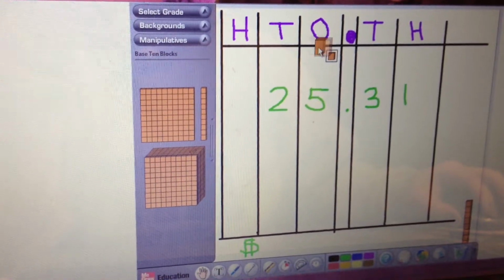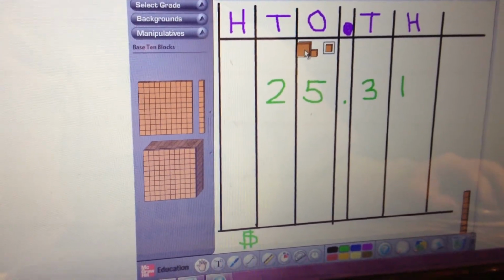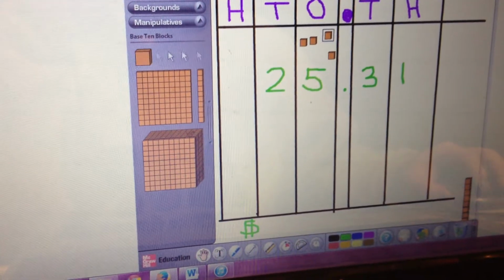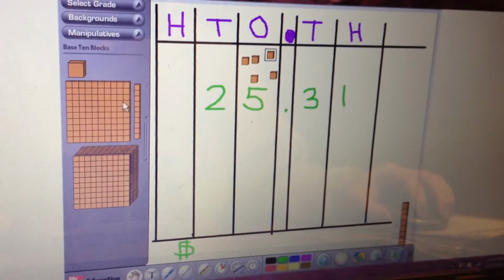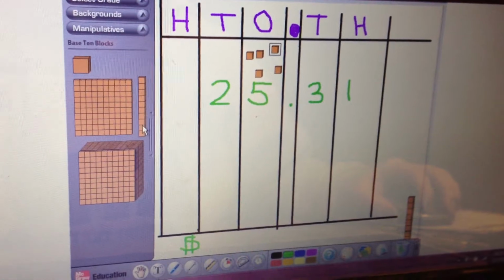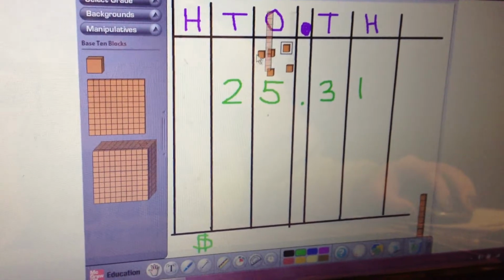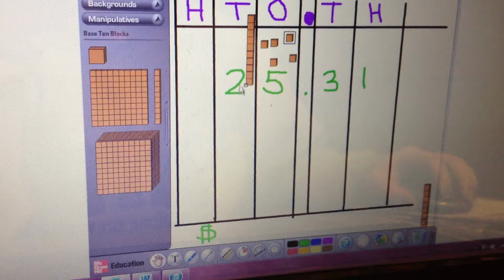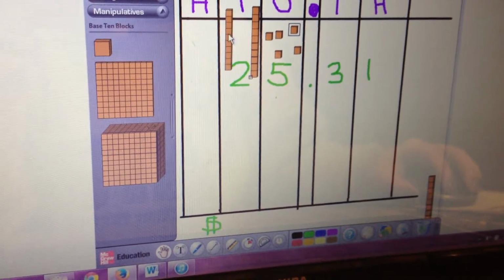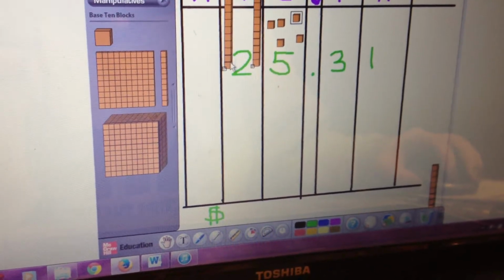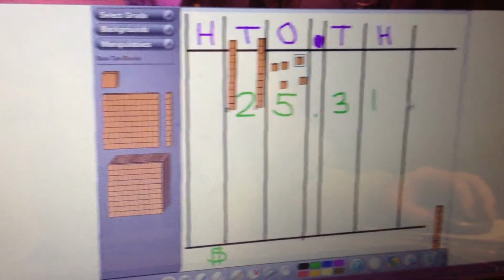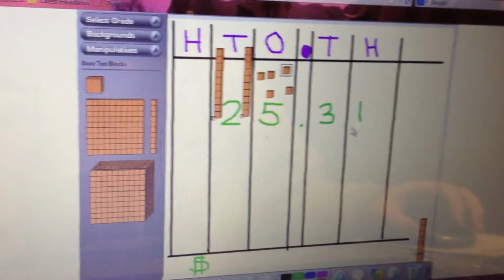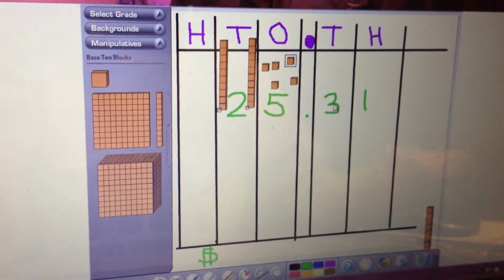So we're going to put 5 over here, 4 and 5. And right here we need 2 of the tenths. And students should know that a long equals 10, so we need 2 of those. So when there's a 2 in this spot, that doesn't mean it's 2, it means it's 20, because there are 10 in each long right here. So 25.31.